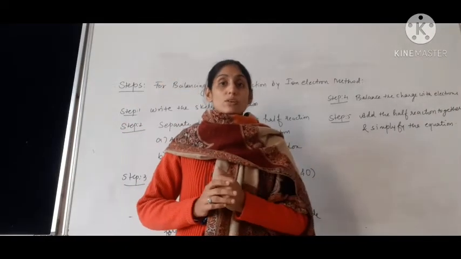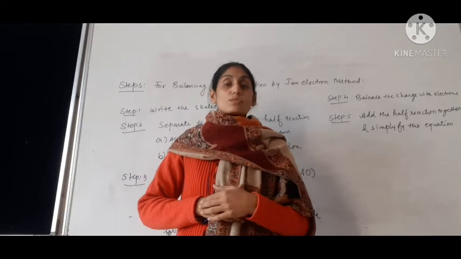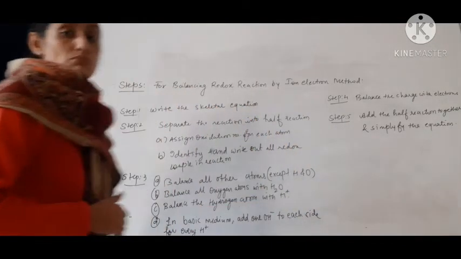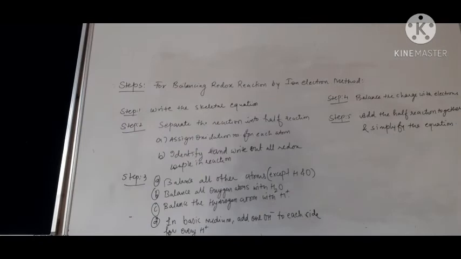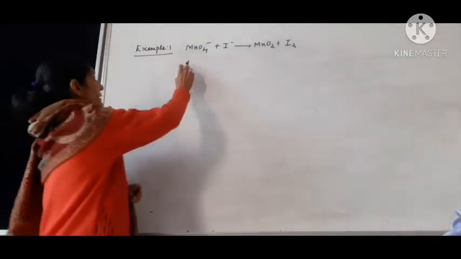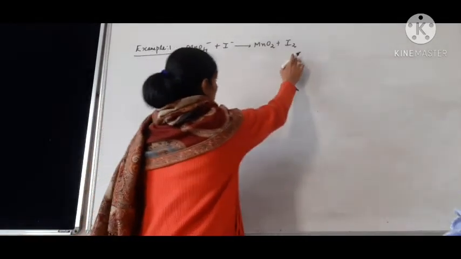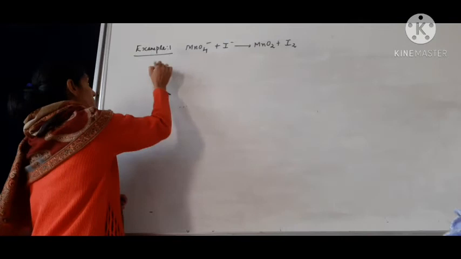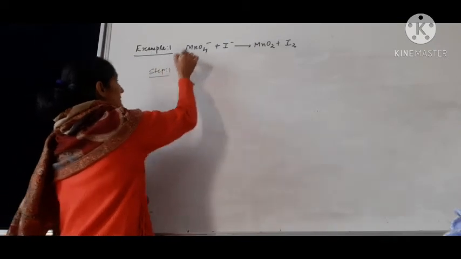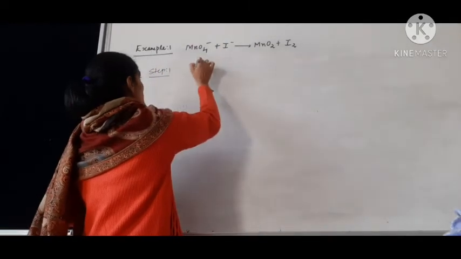We are solving 2 examples, for acidic and basic medium. If you want to write down the steps, then write the steps, and then we will move into the half reaction method for acidic as well as basic medium. Here we have permanganate ion converted into manganese dioxide and iodide ion into iodine. The very first step is writing the skeletal equation. The same we are writing over here.